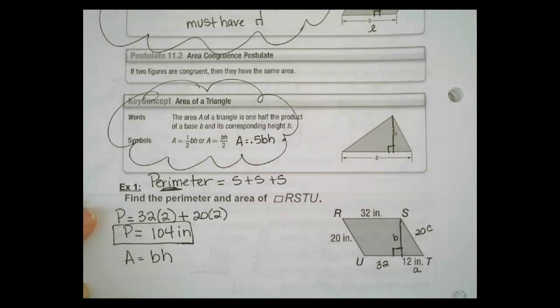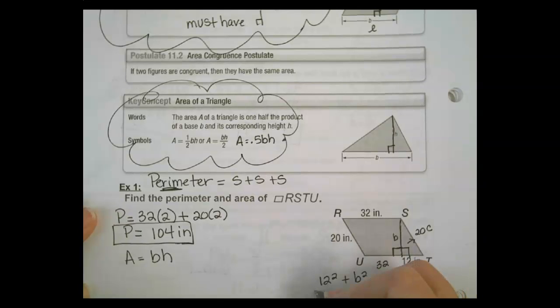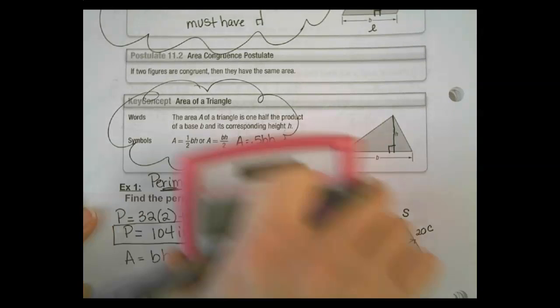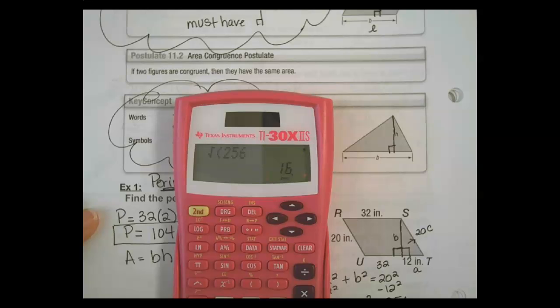You guys should always know. Some of you are still struggling with the Pythagorean theorem. The hypotenuse is opposite of this right angle. So this is a right angle as well. Hypotenuse is always opposite of that. It's the largest side. So over here, I'm going to say 12 squared plus b squared equals 20 squared. I'm going to subtract 12 squared from both sides. As you can see, I'm taking a shortcut. So in my calculator, I am going 20 squared minus 12 squared, and that gives me 256. Taking the square root of 256. So clear, second, square root, opposite of squared, 256 is 16. So B equals 16.